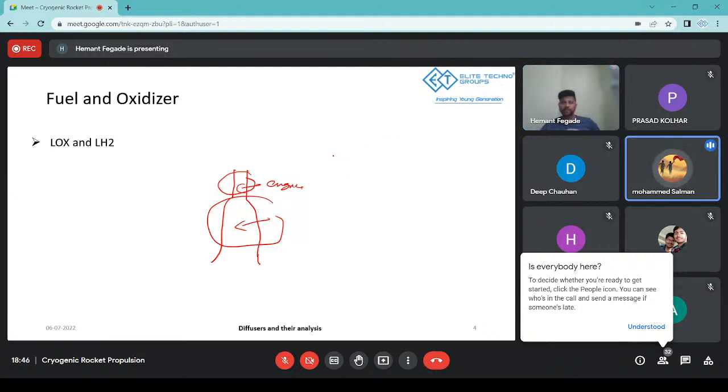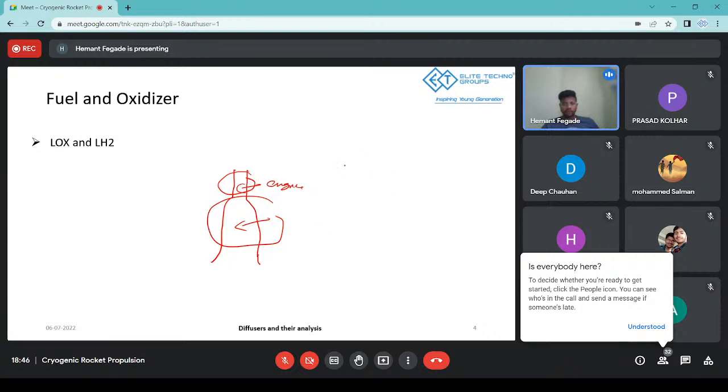Sir, what does cryogenic mean? Cryogenic means you're operating at a temperature which is well below your normal temperature range. It's like negative 250 degrees or something. So that's what cryogenic means, operating at very, very low temperatures. I'll tell you why we call this specific engine a cryogenic engine.